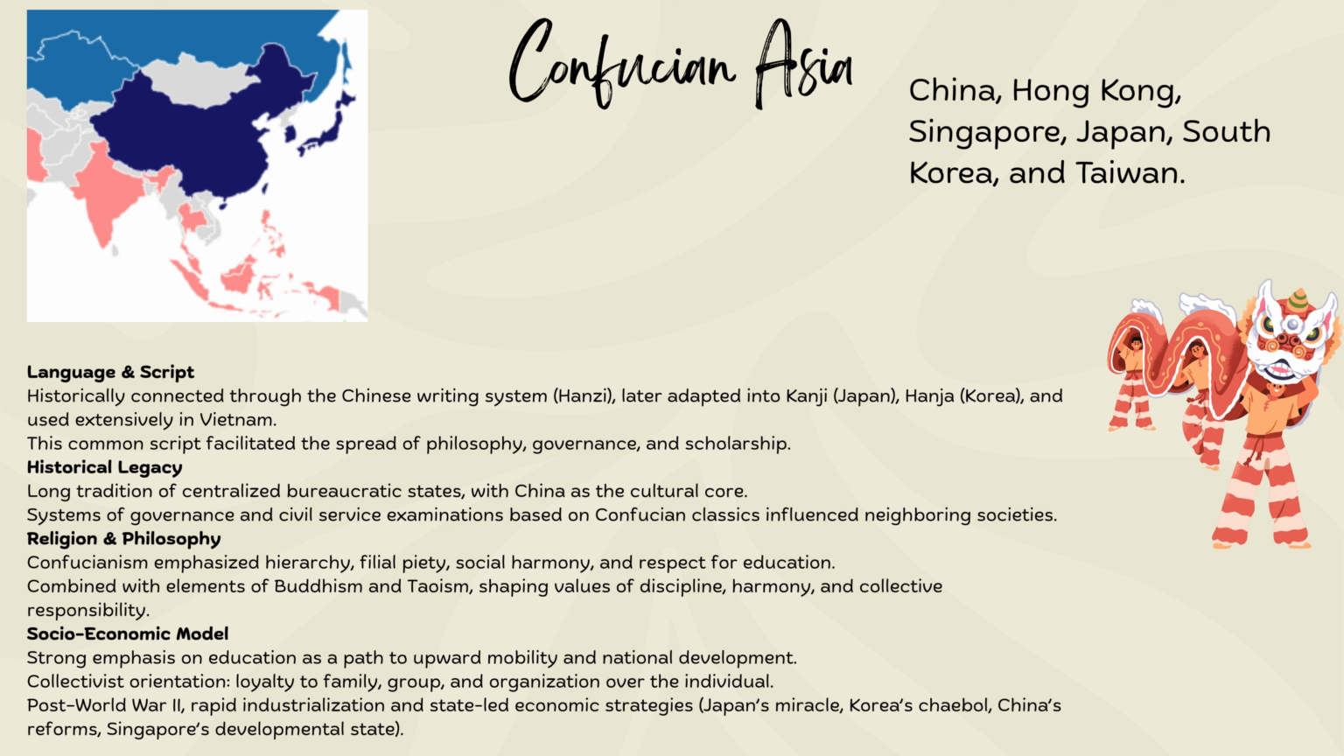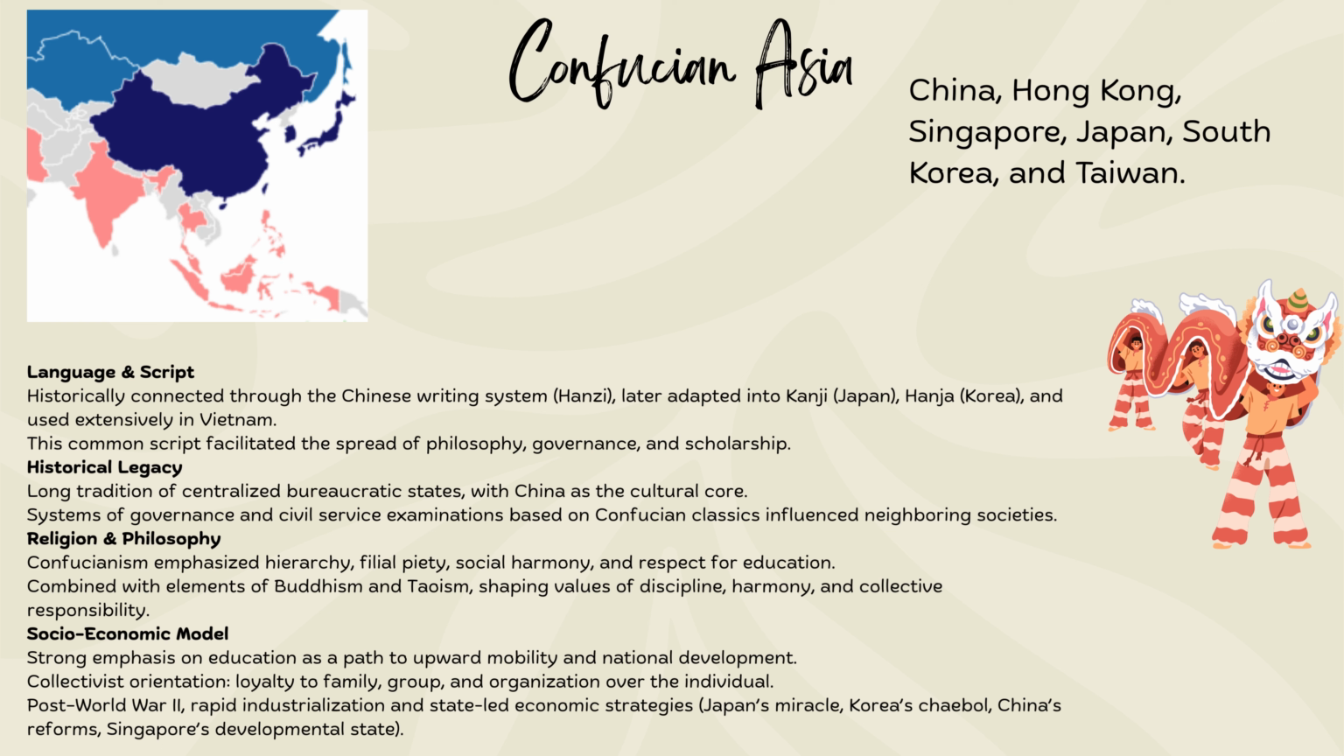Next, we turn to the historical legacy. The societies in Confucian Asia have a long tradition of centralized bureaucratic states, with China as the cultural core. Systems of governance and civil service examinations based on Confucian classics deeply influenced Japan, Korea, and Vietnam, establishing the foundation for states and societies that place great emphasis on learning and merit. Third, we must mention religion and philosophy. Confucianism, originating in China, stresses hierarchy, filial piety, social harmony, and respect for education. Combined with elements of Buddhism and Taoism, it created a set of common values: discipline, harmony, and collective responsibility.